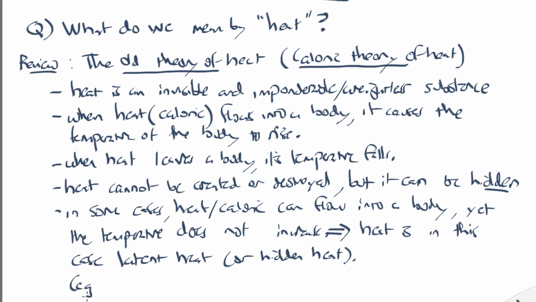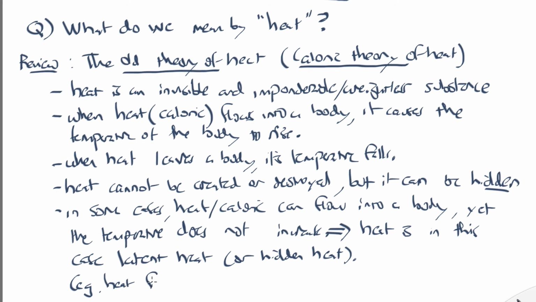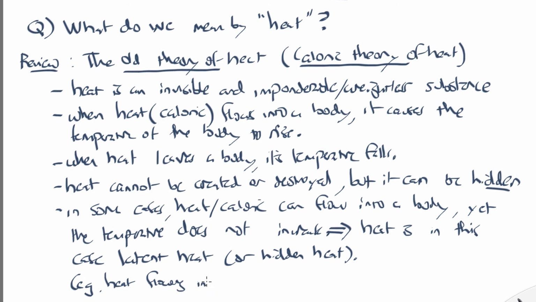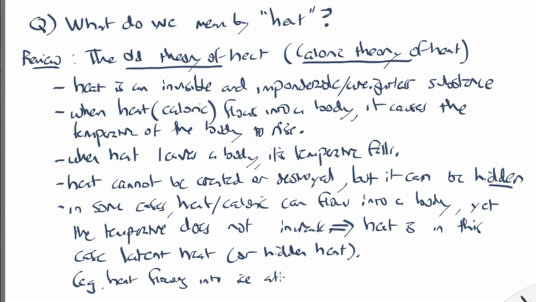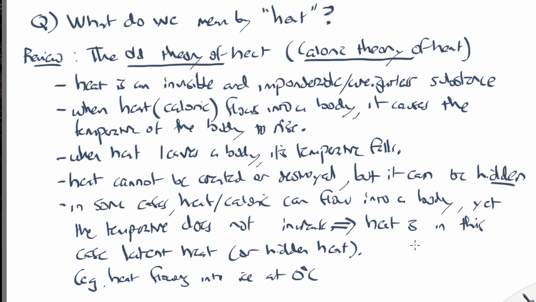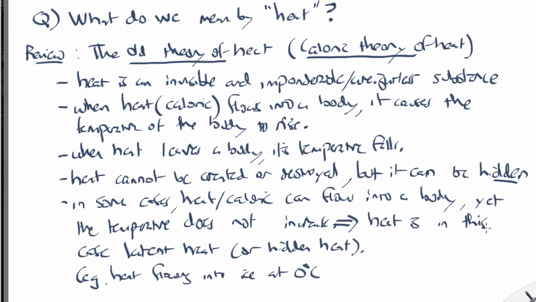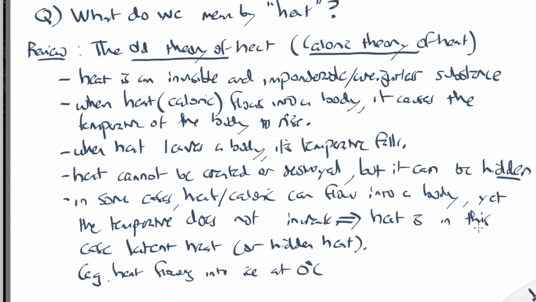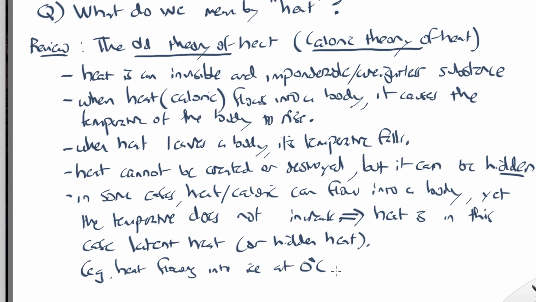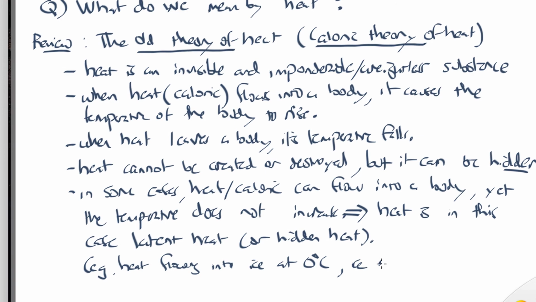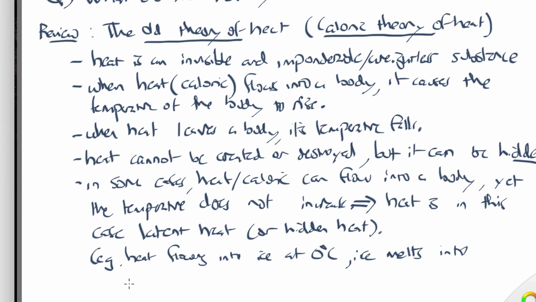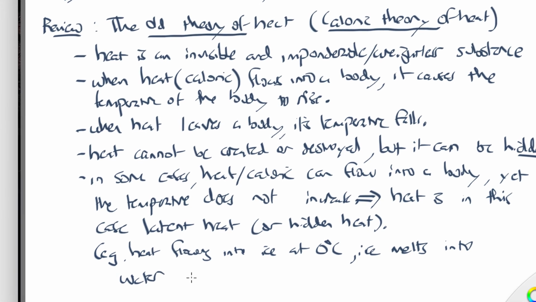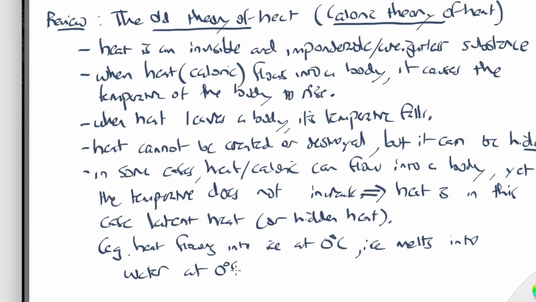So, for example, when you have heat flowing into ice, what happens if you have ice at 0 degrees Celsius? The heat flows into it. Does the temperature of the ice rise? Well, no. What happens is the ice melts. The ice melts into water, but the water is at 0 degrees Celsius.